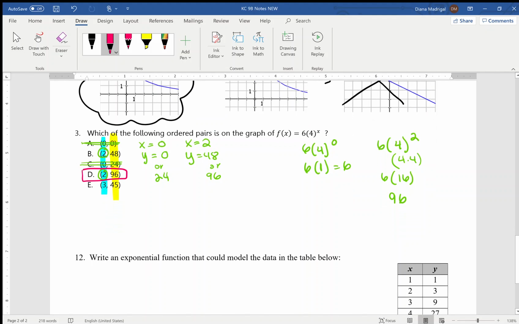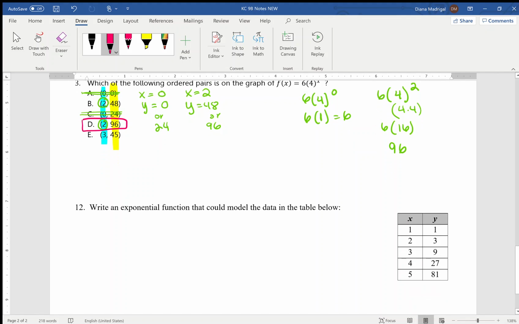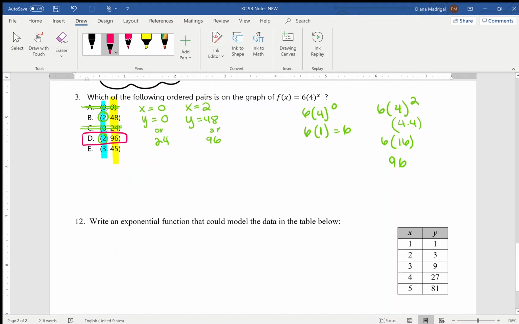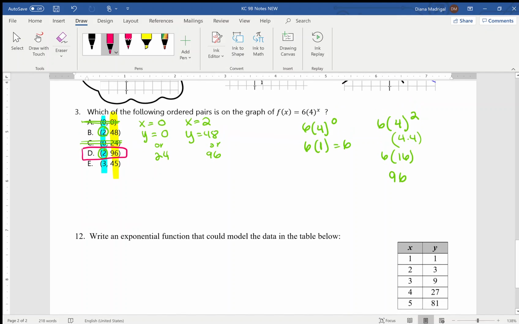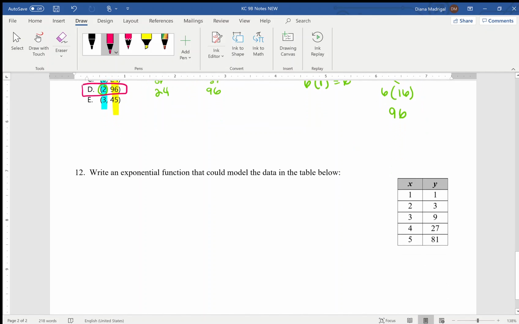All right. Moving on to question number 12. Question number 3 is just plugging in values. We already know how to do this. We did it last semester for 2 of our units. So it's just plugging in the values, making sure that the function is true. And then lastly, we need to write an exponential function that can model the data in the table below. So they gave us a table, and we have to write the exponential function for it.